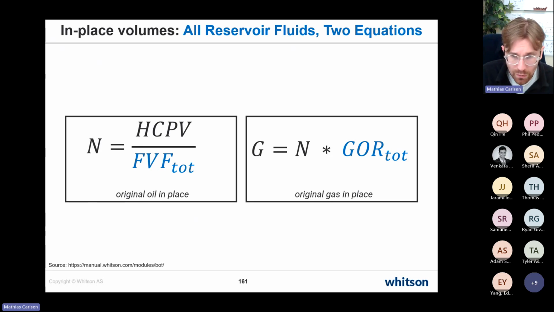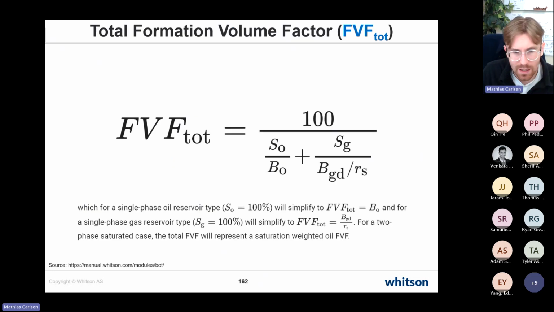The total formation volume factor is a number that can be calculated for all fluid systems. It's calculated and reported automatically in Whitson Plus. The same goes for GOR. It's defined as such. It looks a little bit complicated, but if you have 100% oil, this will simplify to BO. And if it's 100% gas, it will simplify to BG over little RS.